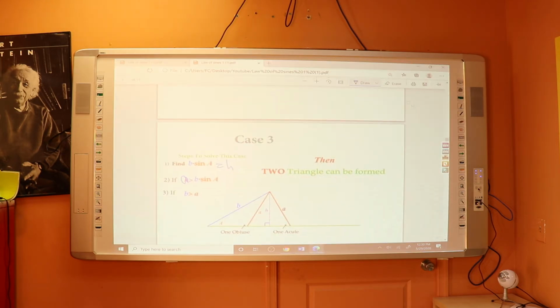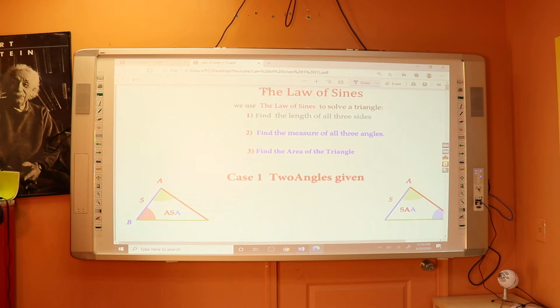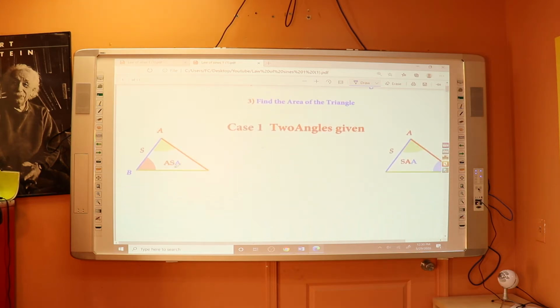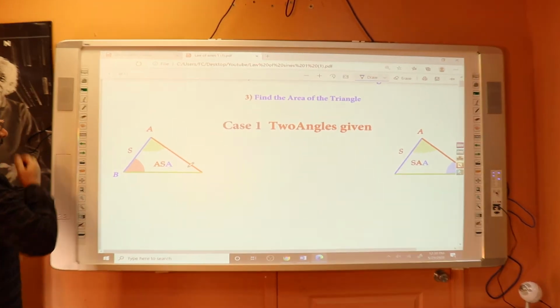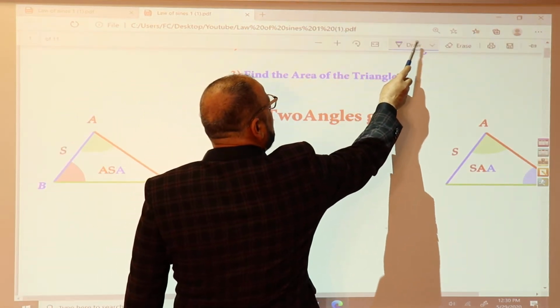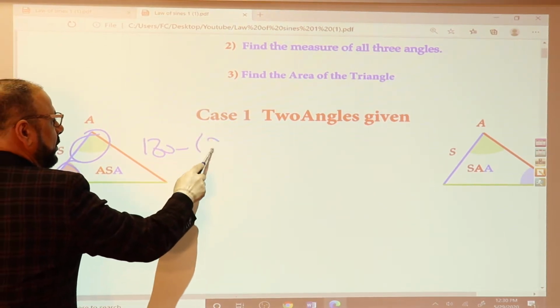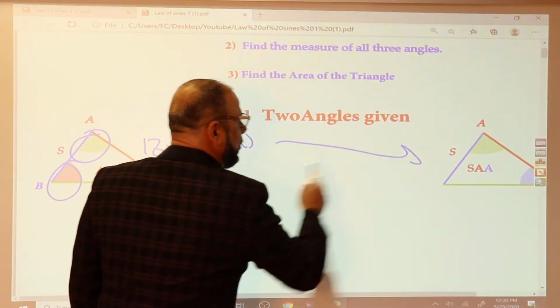Just a quick review, let us go over what we did before. We have the first two cases. The objective is to find the length of the three sides, find the measure of all three angles, and find the area of the triangle. The case when we have two angles given and we're looking for the third angle is easy. All you have to do is add these two angles, 180 minus the sum, for either this case or this case.